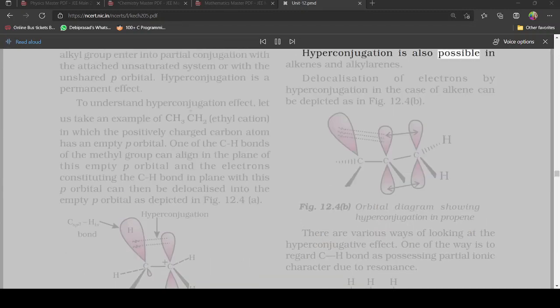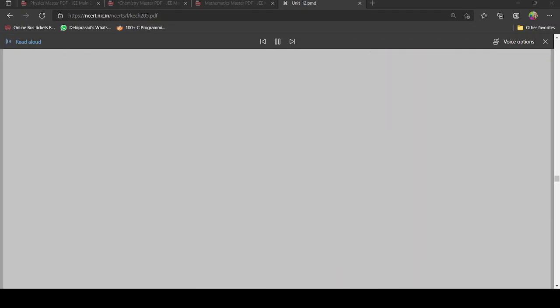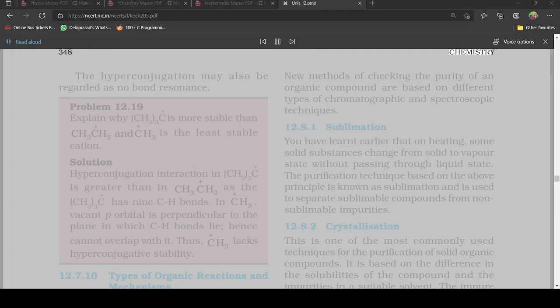Hyperconjugation is also possible in alkenes and alkyl arenes. Delocalization of electrons by hyperconjugation in the case of alkene can be depicted as in Fig. 12.4b. There are various ways of looking at the hyperconjugative effect. One of the ways is to regard the C-H bond as possessing partial ionic character due to resonance. The hyperconjugation may also be regarded as no-bond resonance.